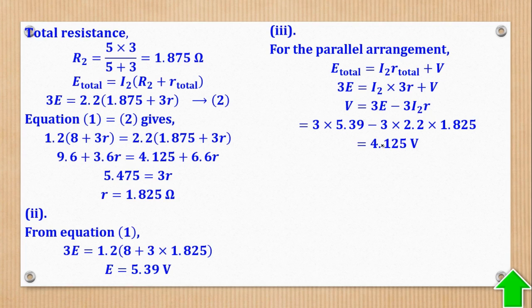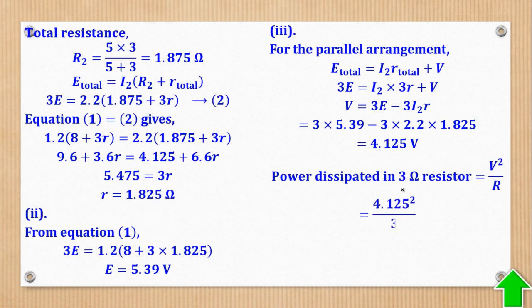4.125. So now that I've got the PD for the parallel combination, I can get the power using V squared over R. So substitute for V and substitute for R to give you the power they wanted.